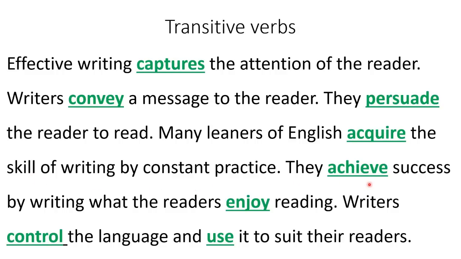They achieve. Now, what do they achieve? Sentence is not complete. It needs a noun. They achieve success. Success is a noun. So here we have it used as an object. The meaning of the verb is clear. By writing what the readers enjoy reading. Now here we have conjunction what. Therefore we have 2 different clauses or 2 different sentences joined.